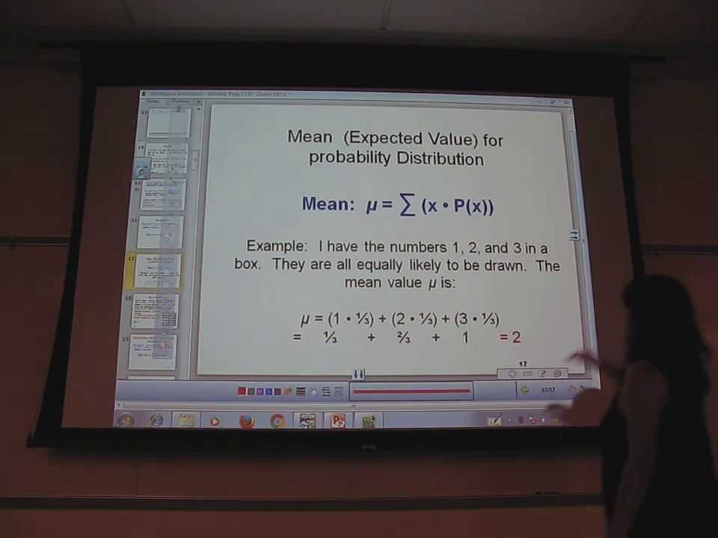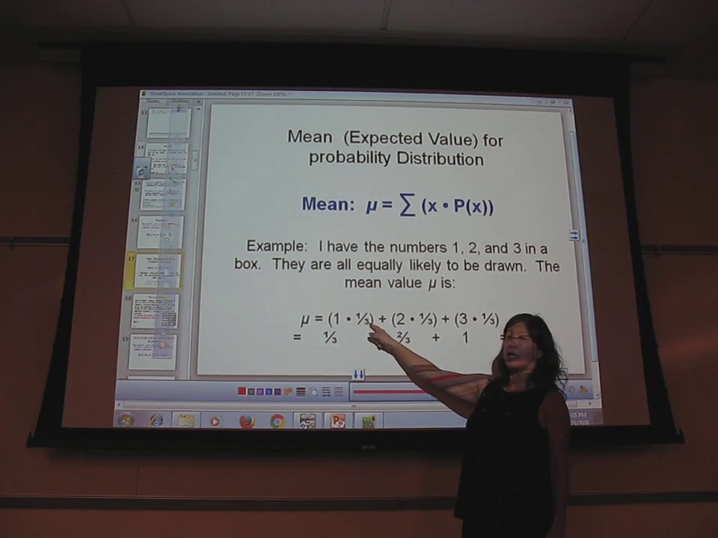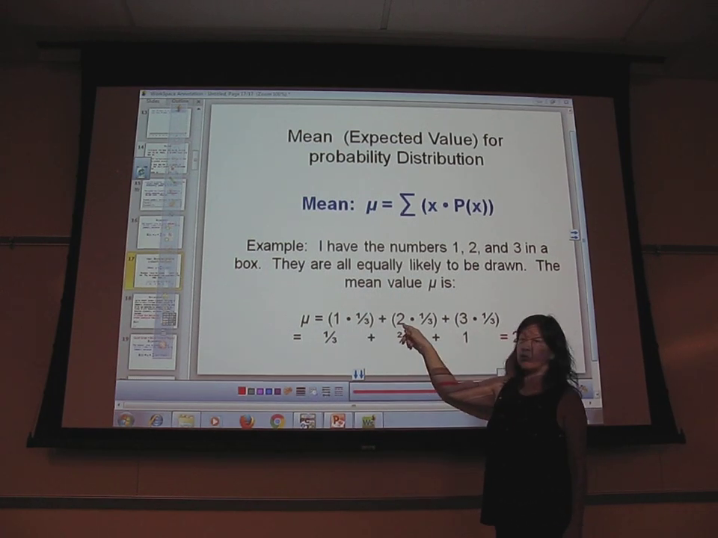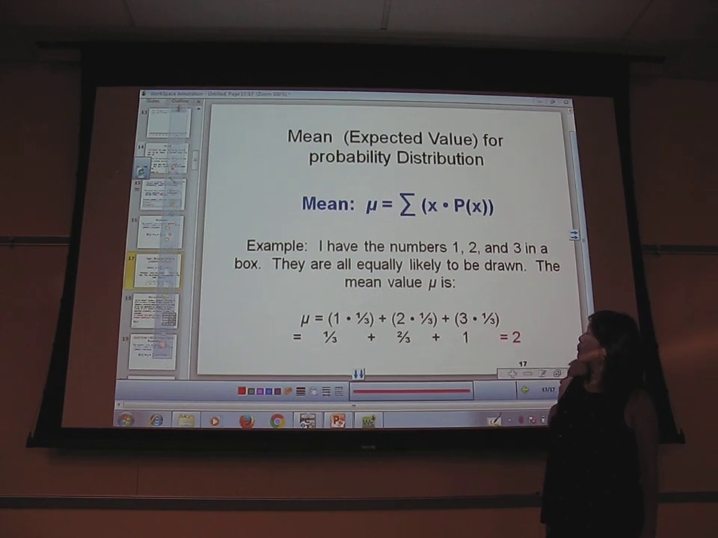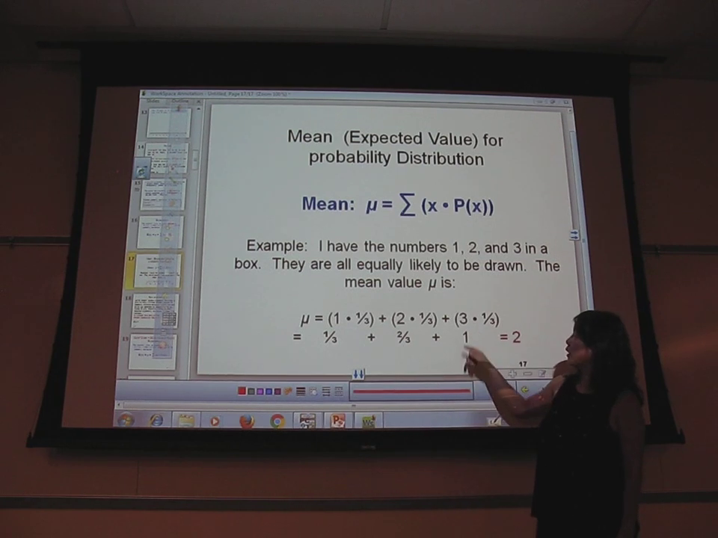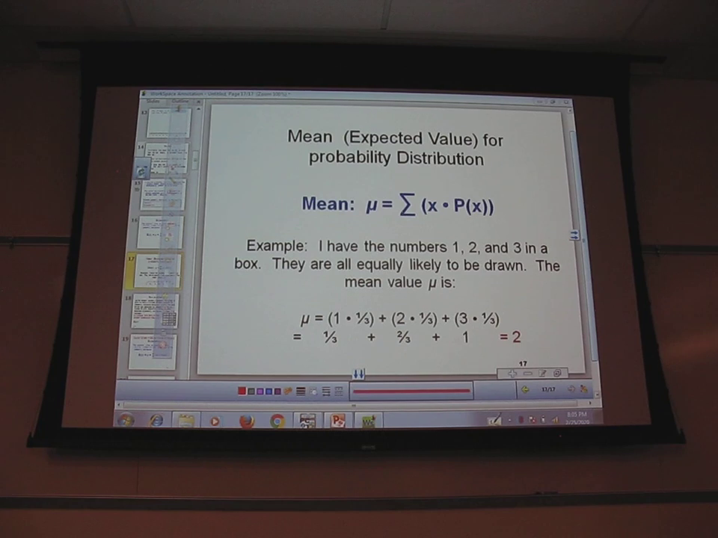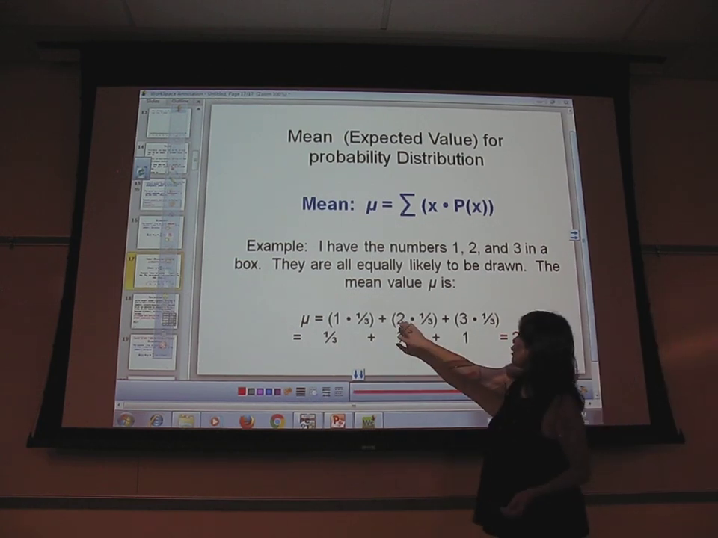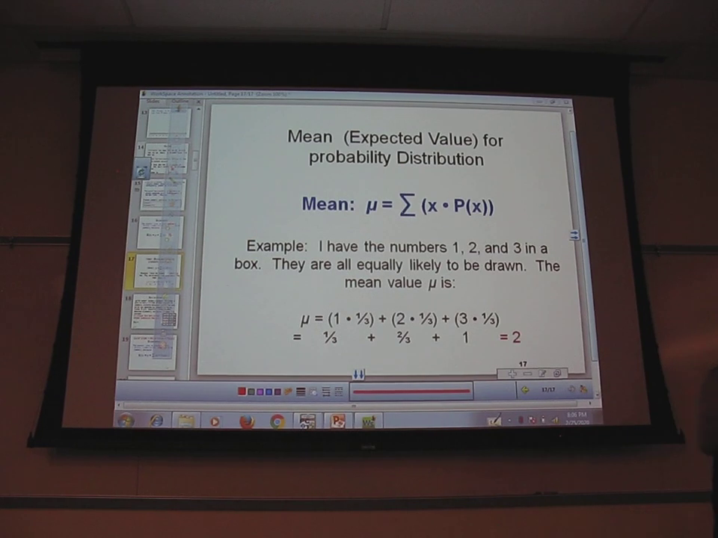This is it formally. You take every possibility, $1, multiply by its probability, 1/3, plus $2 times 1/3, plus $3 times 1/3. 1 times 1/3 is 1/3, 2 times 1/3 is 2/3, 3 times 1/3 is 1. Add them up, and you get 2. So multiply every x value by its probability, and then you add those all up.